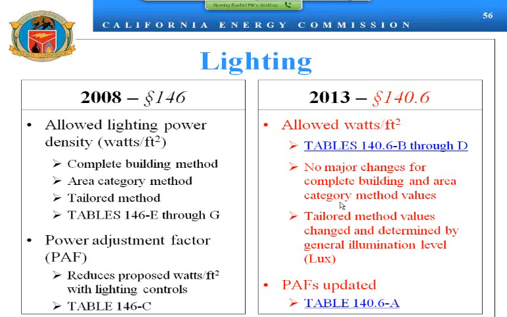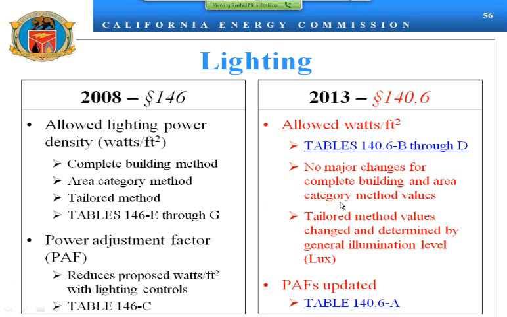We're still talking about the prescriptive requirements, and we're going to talk about the changes to lighting in section 140.6, specifically the changes to the indoor lighting requirements. Under the current regulations, you'll find the requirements in section 146. What we have is an allowed lighting power density, LPD, or watts per square foot. We have three methods: the complete building method, the area category method, and the tailored method. The allowed watts per square foot may be found in tables 146-E through 146-G under the current regulations.